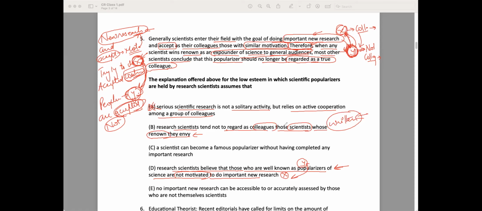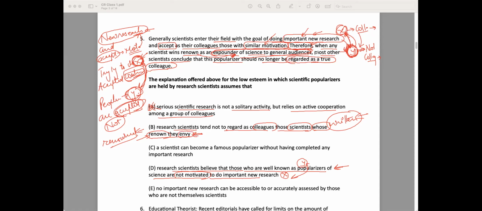And it talks about all those scientists who are renowned. We're not talking about scientists who are renowned in general. We're talking about scientists who are renowned as an expounder of science. People who are trying to do serious research might also be renowned, but we are concerned with people who are renowned as this kind of scientists. They are not accepted as colleagues. Is that clear? And envy is a very subjective word.